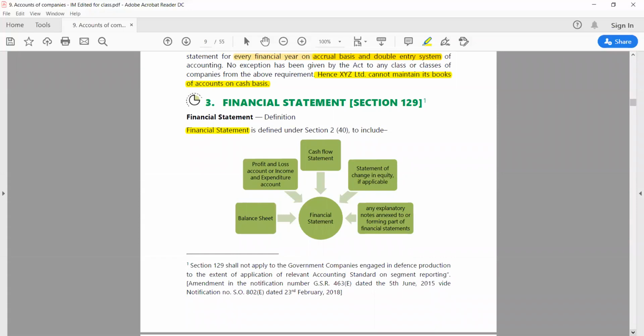Financial statements, section 2, subsection 40. We already told it should be in order. You remember, guys, when we were talking about the definition, section 2, subsection 40, we were very clear it should be in order: balance sheet, P&L account or income and expenditure, cash flow, statement of changes in equity if applicable, and any explanatory notes. That is for the previous 4 parts. You should cover your explanatory notes.